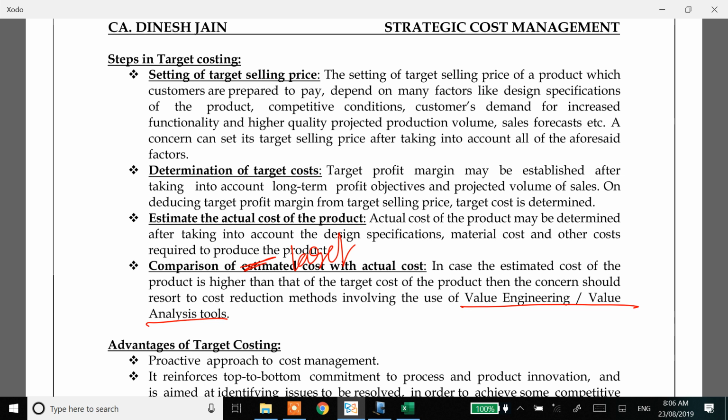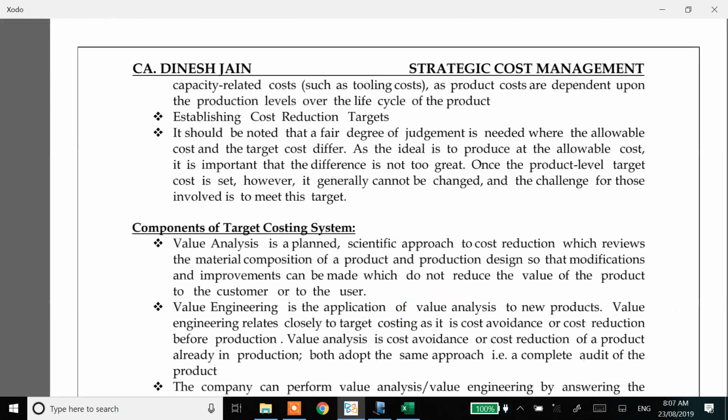What is value engineering? It is analyzing your processes in such a way that you end up eliminating all non-value added activity. In the practical world, this is what works most of the time now. What works most of the time is selling price is determined by the market. I determine the target cost. I determine the margin based on the target cost, actual cost, and then use value engineering.